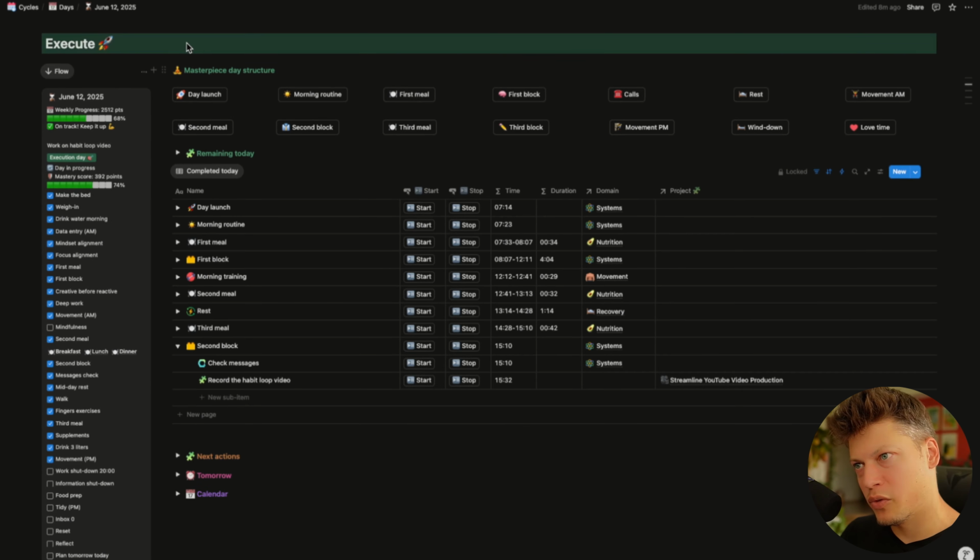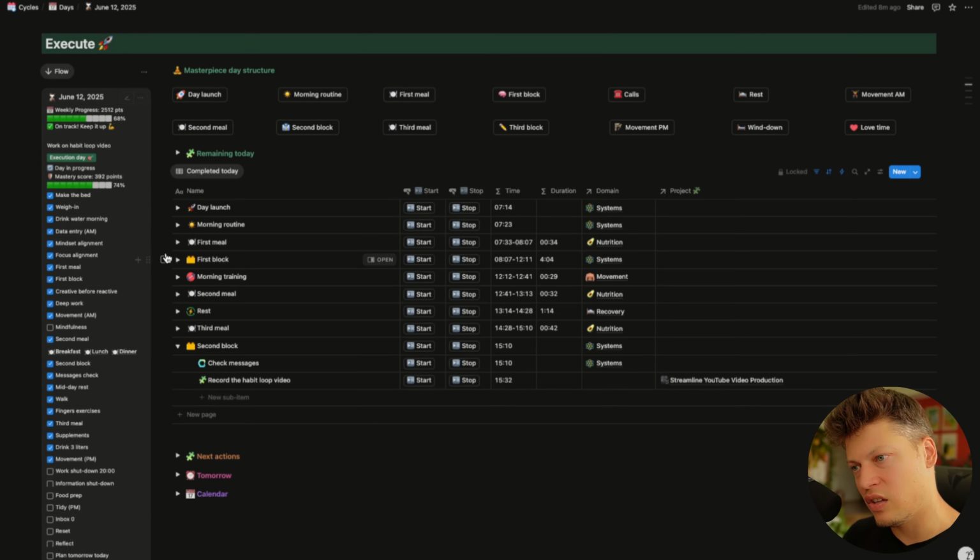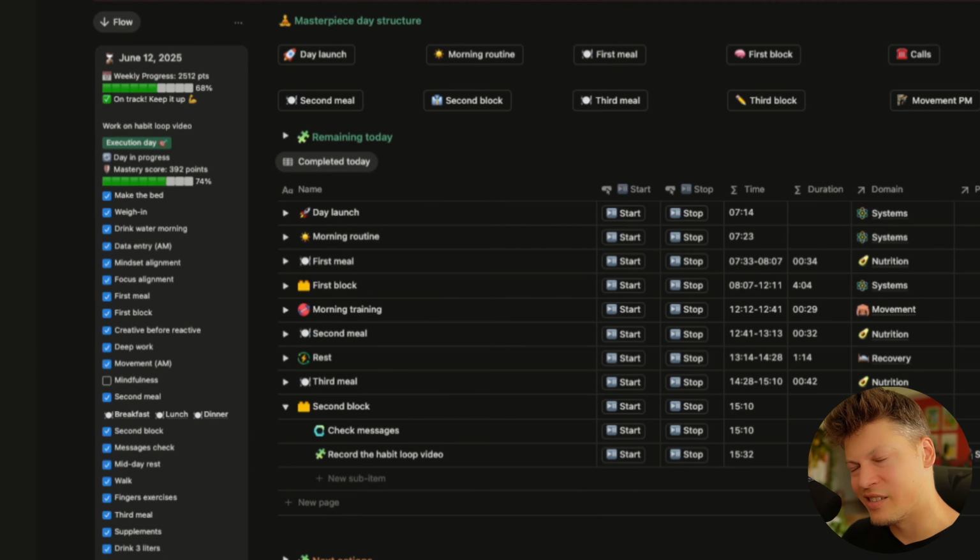Okay, so let's move to the second point. We've talked about the masterpiece day structure. Now let's talk about the flow of checkboxes, the stuff that we see here. To a certain degree, it's similar because these are also ordered sequentially. But first of all, they provide a little more detail. So instead of an overarching morning routine button, these are slightly more broken down. But also, they differ in approaches and in the way they queue execution. So this is why this is a separate step and separate queue.